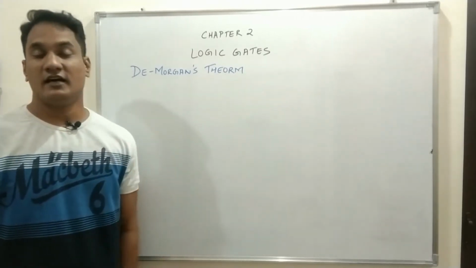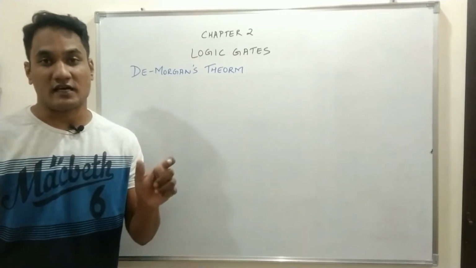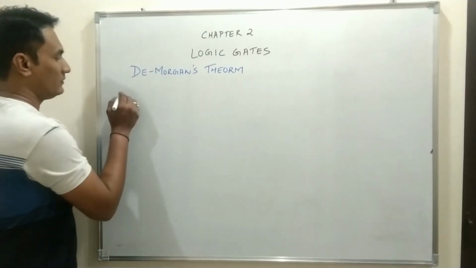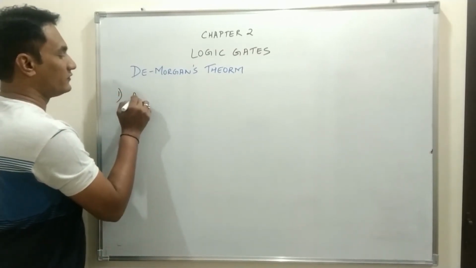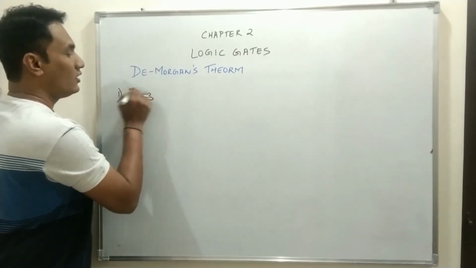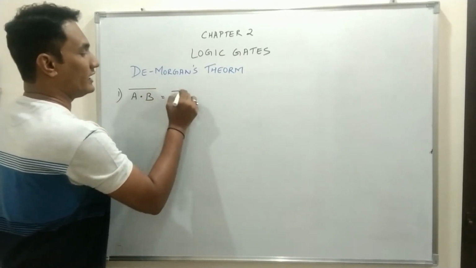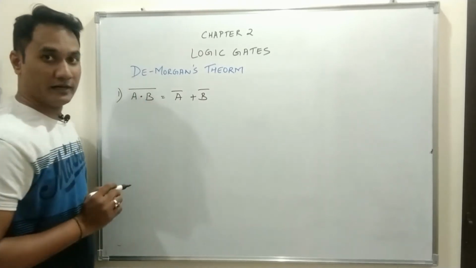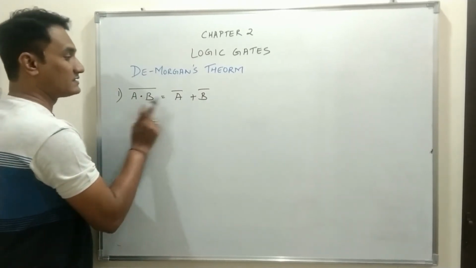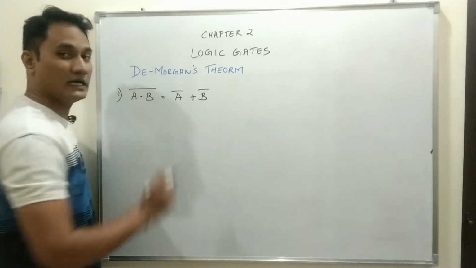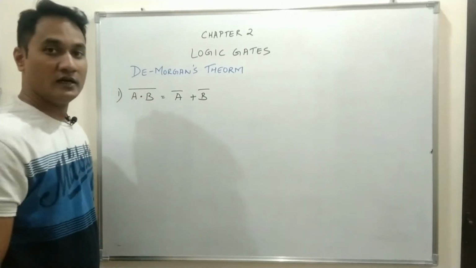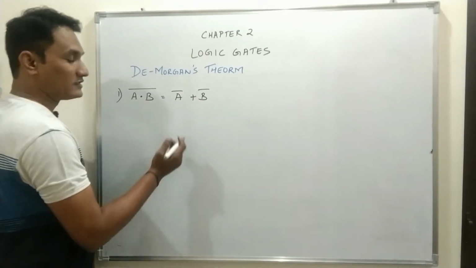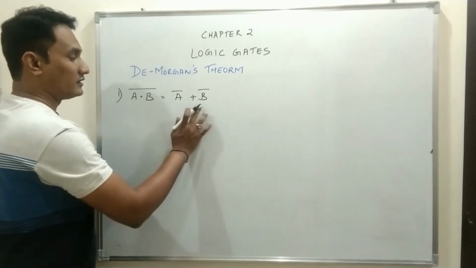I have already told you, when I explained universal gates, what exactly De Morgan's theorem is. De Morgan's theorem allows you to change the logic. The first theorem under the heading of De Morgan's theorem will be (A dot B) whole bar equals A bar plus B bar. So if you split the complement, there is a change in the sign from dot to plus. Similarly, there will be one more De Morgan's theorem. Now there are a few things which have to be written for the first theorem.